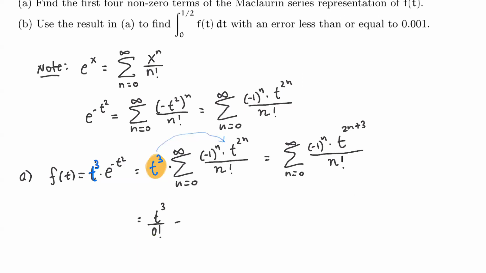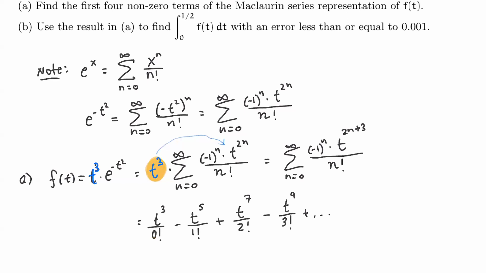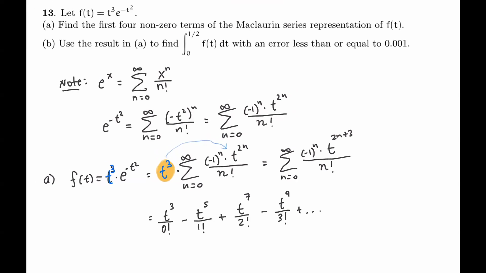If n is equal to 1, you get t to the power of 5 divided by 1 factorial. I think you get the idea. You get t to the power of 7 divided by 2 factorial, and then minus t to the 9th divided by 3 factorial, and that's it. These are the first four non-zero terms. If any of the terms was zero, then we ignore it. We don't write it out. But it wasn't the case anyways.